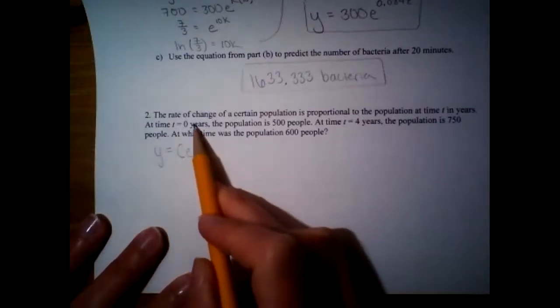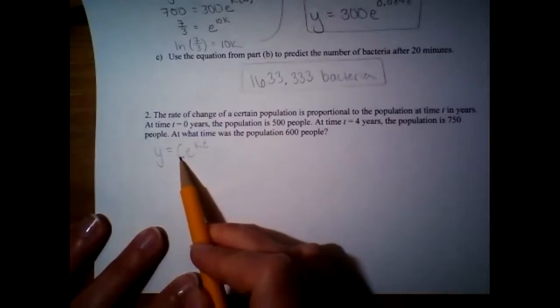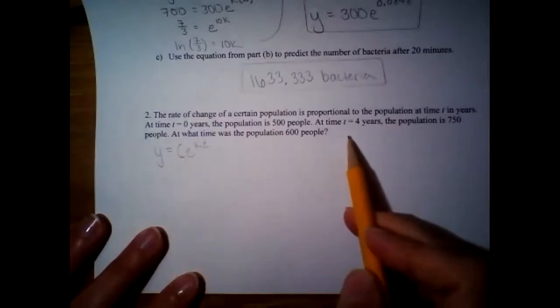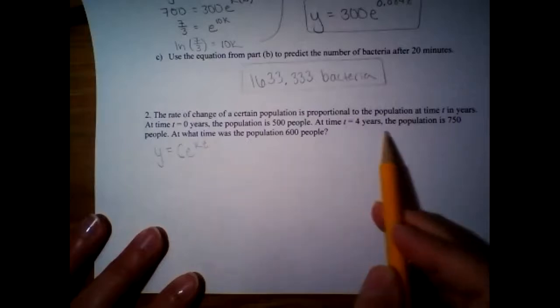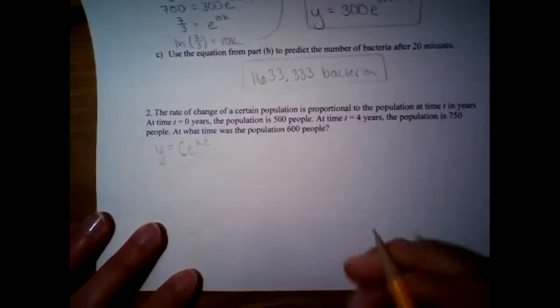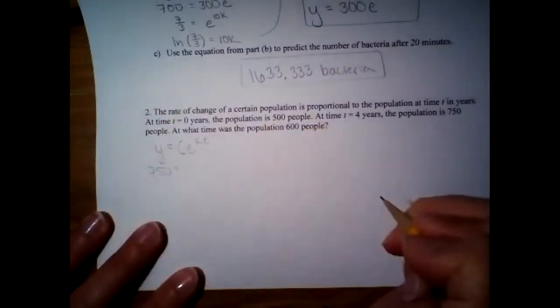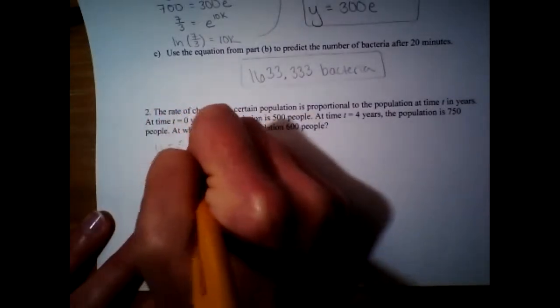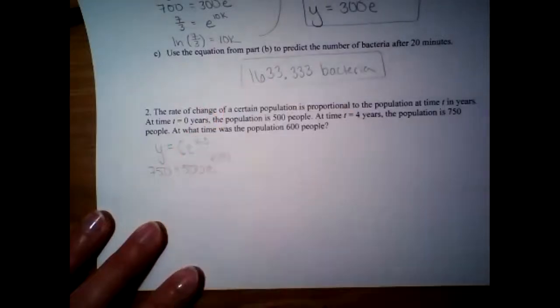At time 0 years, this is initially, the population is 500 people. So C is going to be 500. And then after 4 years, so 4 is going to be our time, the population is 750. That's the amount that we end up with, that's going to be Y. So I'm just going to plug all of those things in. We'll have 750 equals 500 e to the power k times 4.